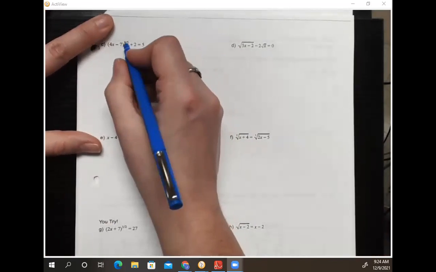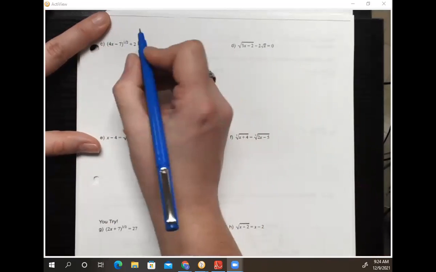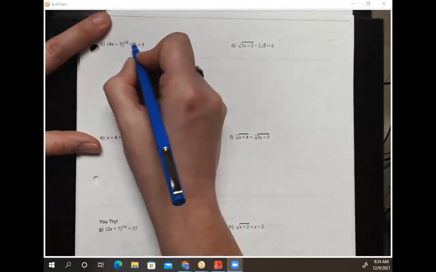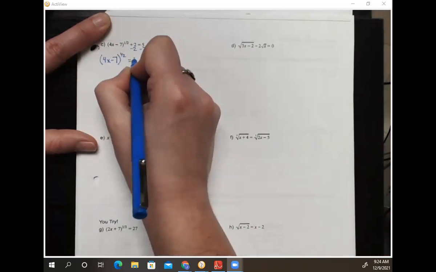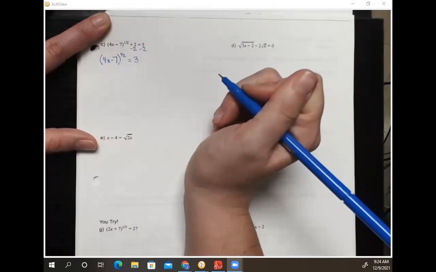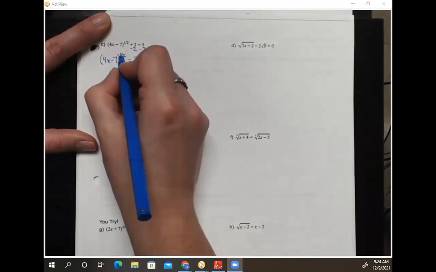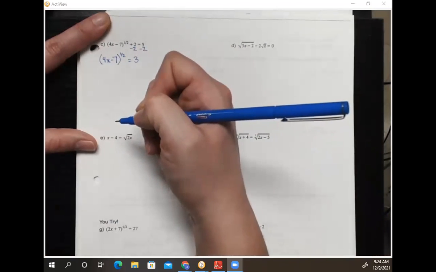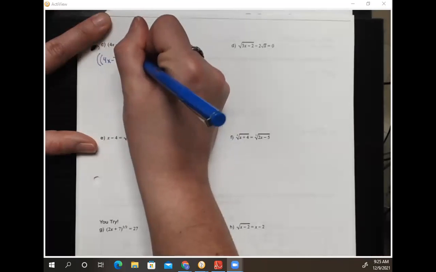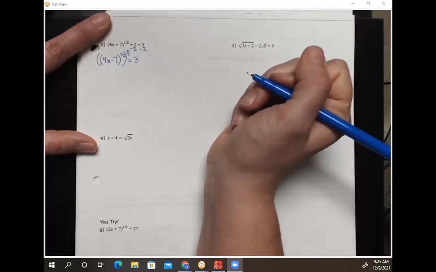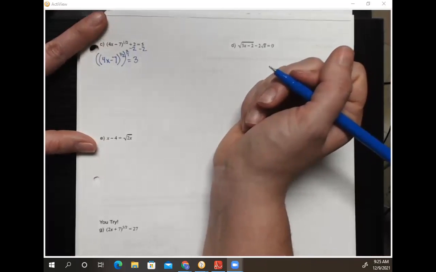For C, I've got an exponent form. So I want to get the thing with the exponent by itself. That means this 2 needs to move to the other side. So I get 4x minus 7 all to the 1/2 power equals 3. And now I want to get rid of this exponent. So to do that, I'm going to raise this side to the reciprocal power. So I'm going to take it to the 2/1 power. I'm going to square it is another way to think of that.